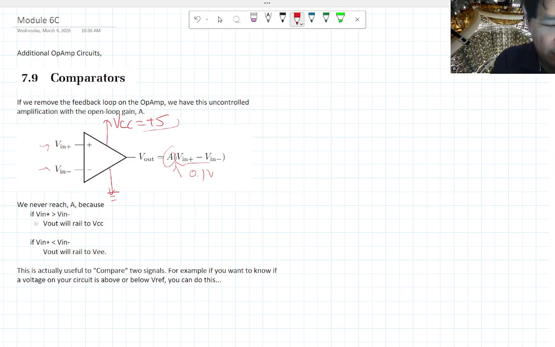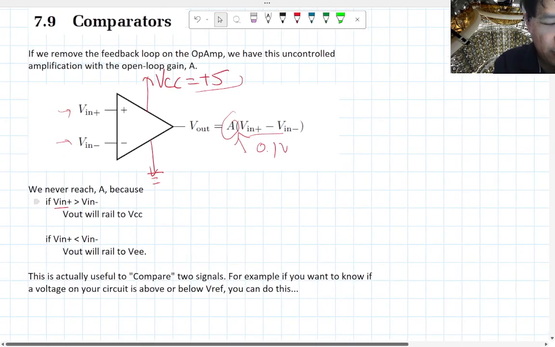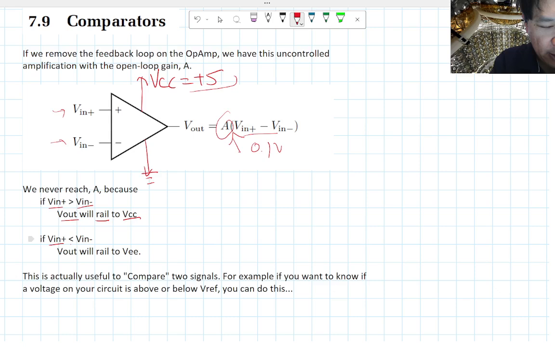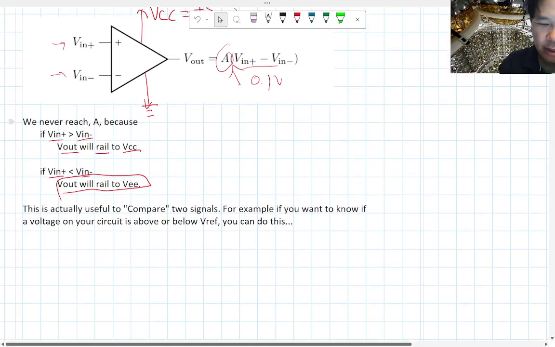So whenever V plus is bigger than V minus, the V out will rail to VCC. Whenever V plus is less than V minus, that means the non-inverting input is less than the inverting input, and your V out is going to rail to VEE. In this case, it's going to be 0. It's kind of nice, because then you're just comparing those two numbers. Which one is bigger? And that's what this does.